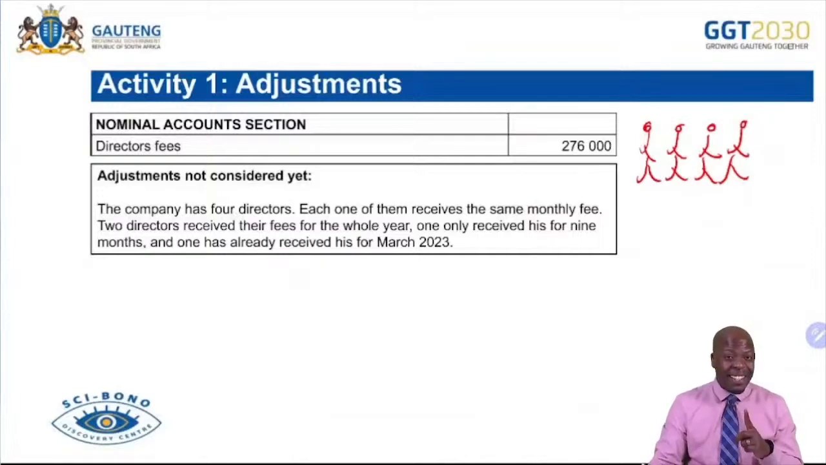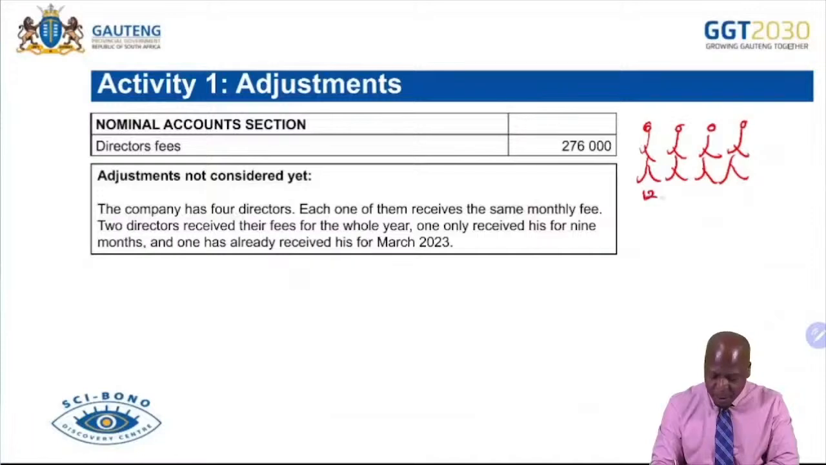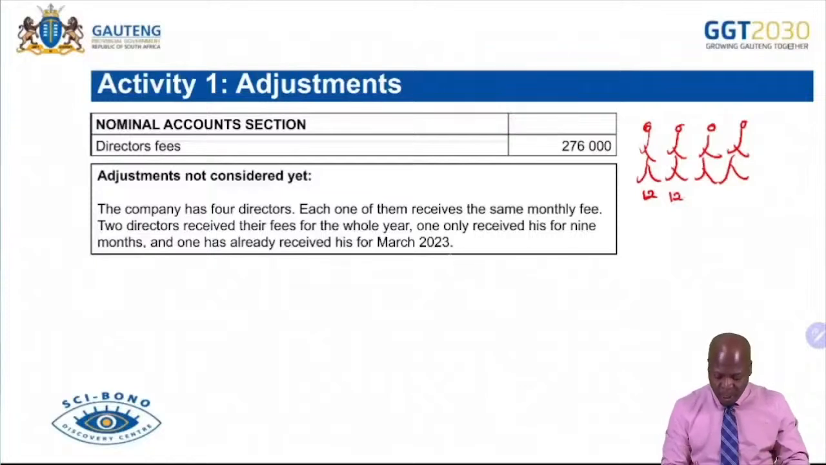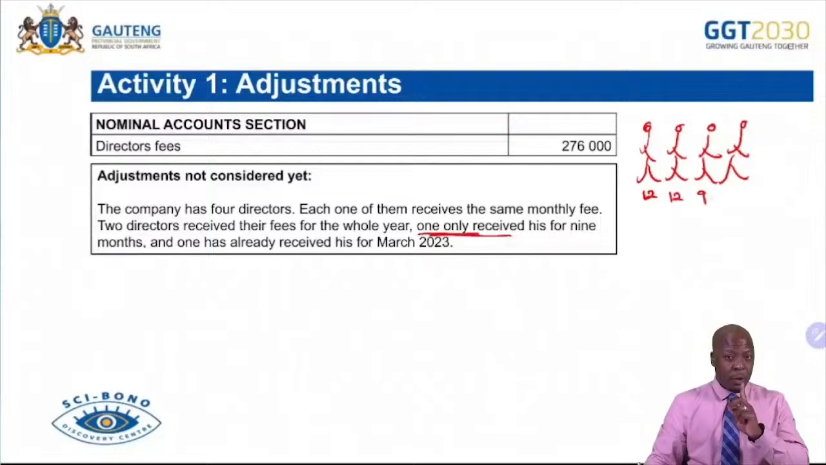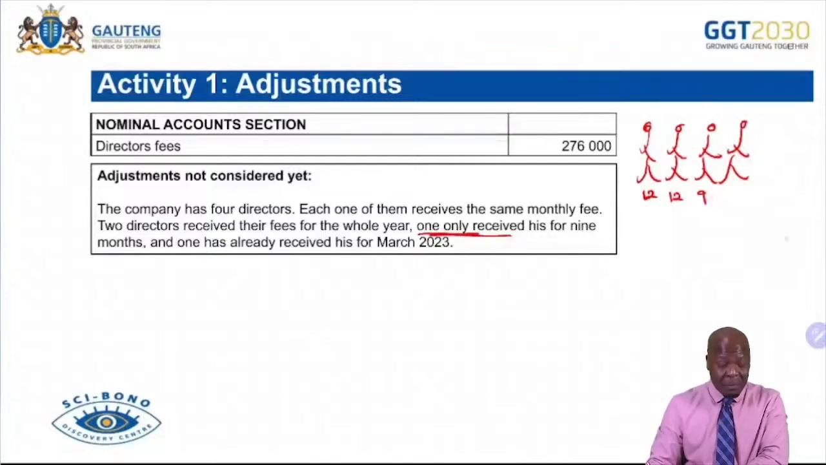How many months are in a year? 12. So that means for these 2 guys, this one received for 12 months, this one received for 12 months. All right. Only one, are you following? I'm reading here now. Only one received his for 9 months. Okay, so the 3rd director did not receive for 12, but for 9 months. So already we know we owe him outstanding, owing director's fees, because we paid him for 9 months.